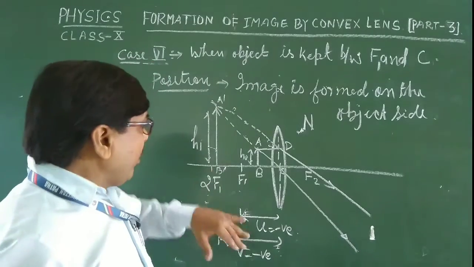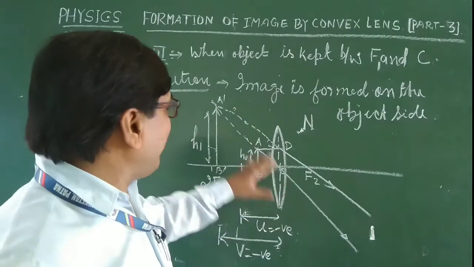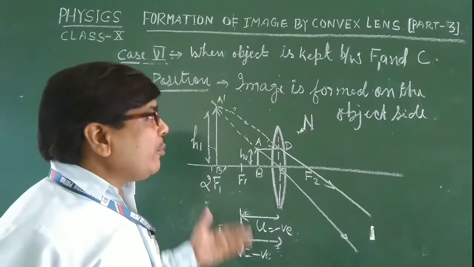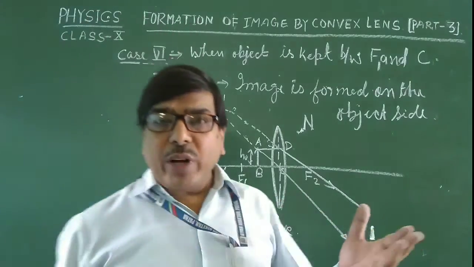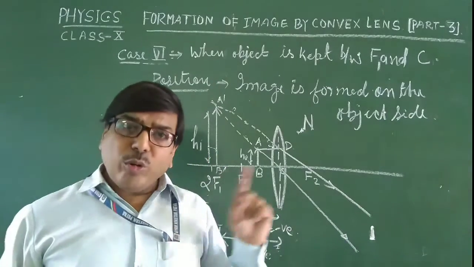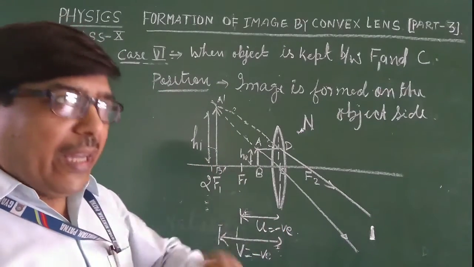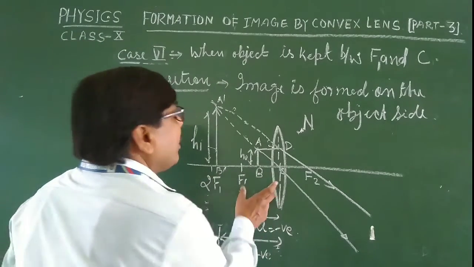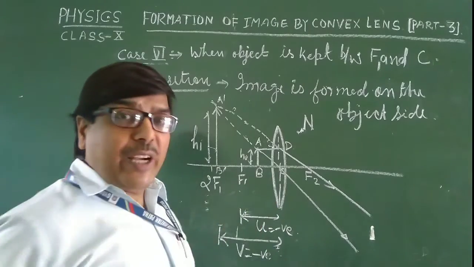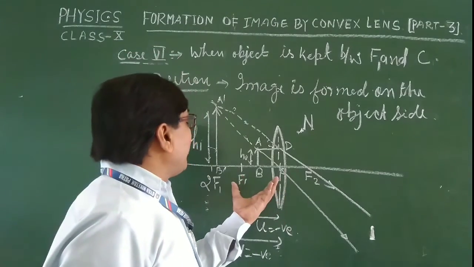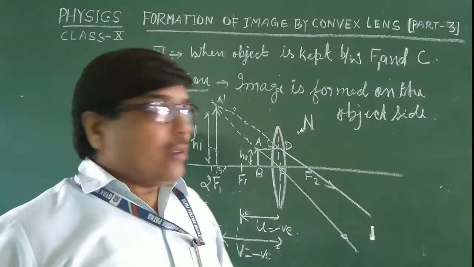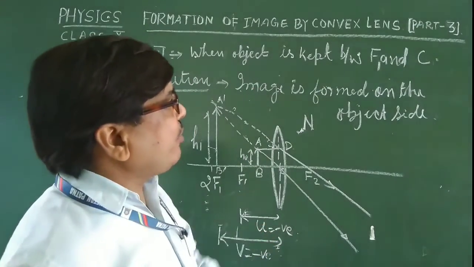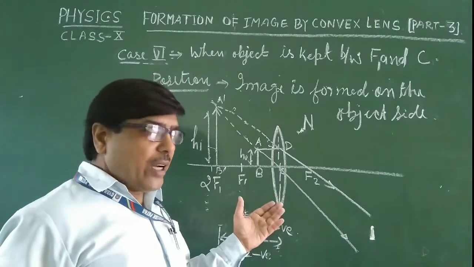This convex lens magnifies the object, and that's why it is called a magnifying lens. A convex lens is also known as a magnifying lens because it magnifies the object if the object is kept between F1 and the optical center, within the focus of the lens. These are the cases of image formation by a convex lens, which will be important in the exam also.